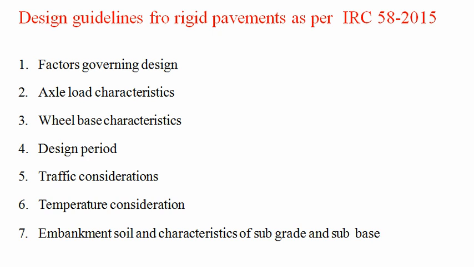Now the design guidelines for rigid pavements as per the Indian Road Congress guidelines of 2015. First, we will have to consider the factors governing the design. Next, the axle load characteristics as discussed earlier. Then the wheelbase characteristics of the vehicle. Then the design period of the pavement. Next is the traffic consideration, followed by the temperature consideration where the pavement has to be constructed, and lastly the embankment soil and characteristics of the subgrade and the sub base.